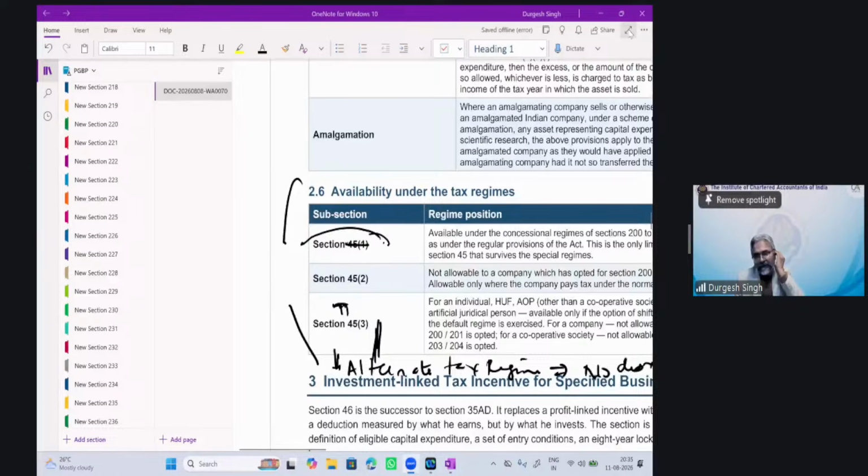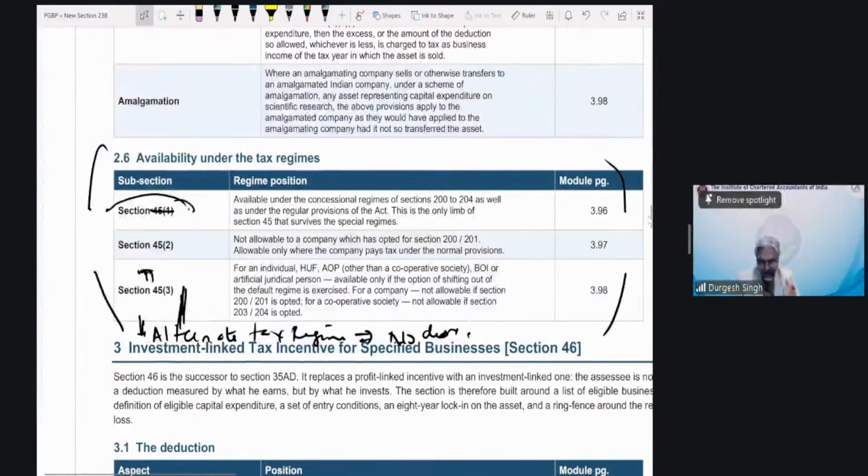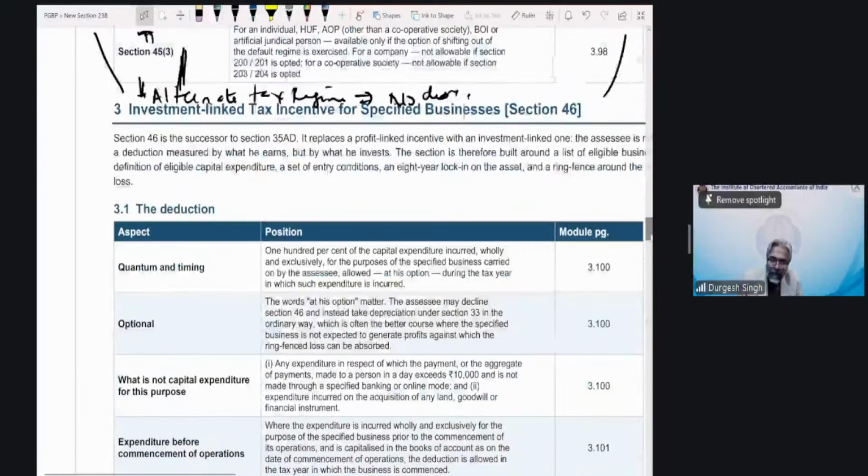Now, students, the next section is about the investment linked deduction. The 35AD that you are all aware of, students, is now section 46. Earlier it was 35AD. Okay.